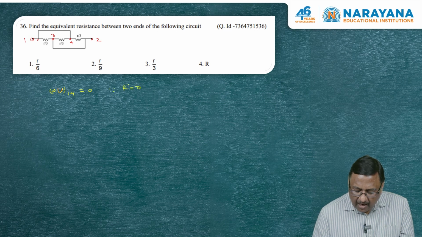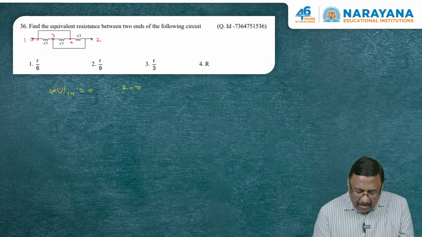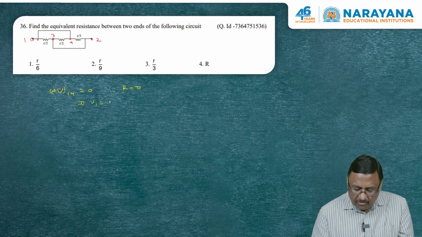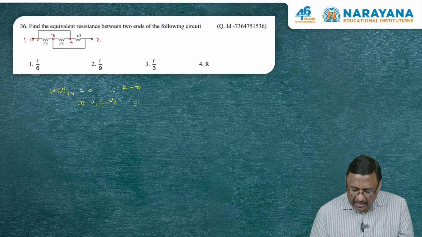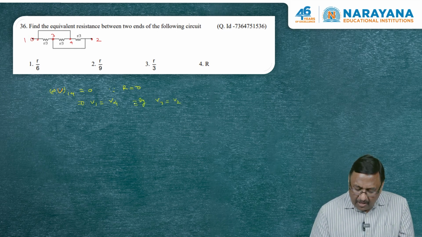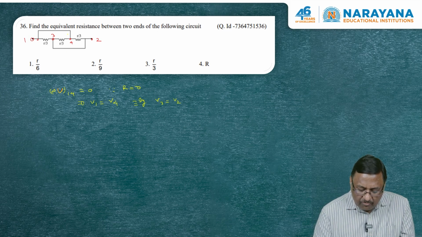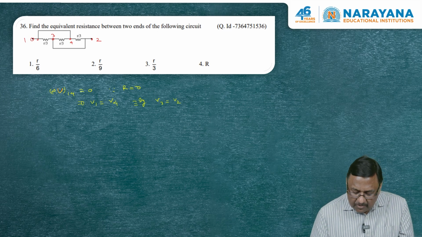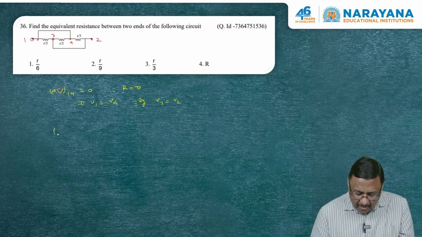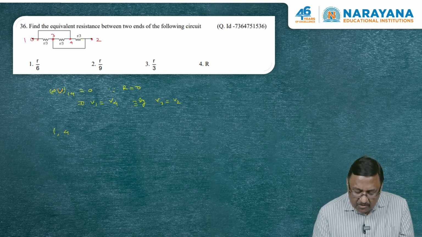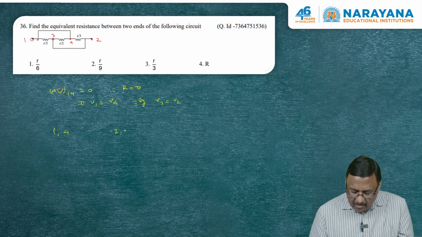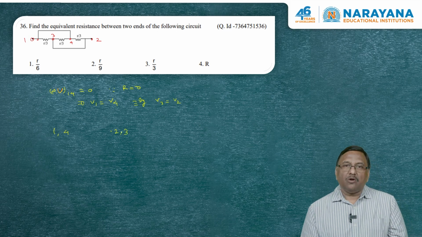The reason is my R is 0 in between. That means V1 and V4 are equal. Similarly, if you look at 3 and 2, I can say straight away that V3 is equal to V2. So 3 and 2 points are common, and 1 and 4 points are common. So I will put 1 and 4 at one end, and 2 and 3 at another common point.